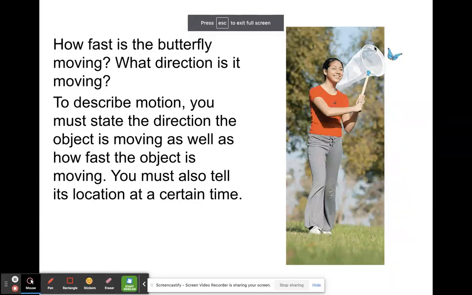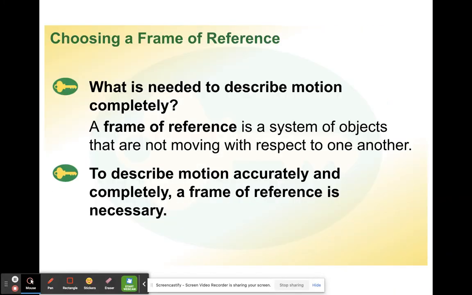All right. So, how fast is the butterfly moving in this picture? What is the direction that it's moving in? To describe motion, you must state the direction the object is moving as well as how fast the object is moving. You must also tell its location at a certain time. In other words, when we study motion, we have to think about all these things. So, what is needed to describe motion completely?